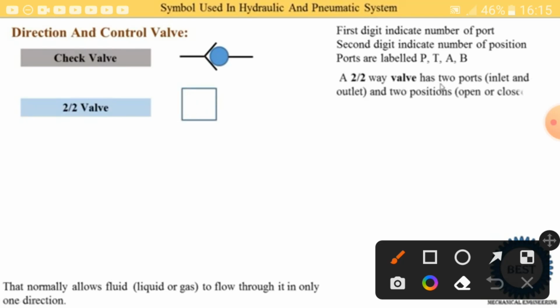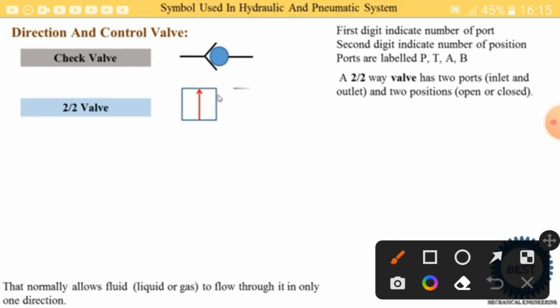The 2x2 valve has 2 ports, one inlet port and one outlet port, and 2 positions. One position is used to open the system and the second position is used to close the system. This is the first square, and this arrow indicates that the port is P, because the oil or fluid is coming from the pump or compressor. And this is the port A. On the A side it is supplied to the actuators. This is one position.